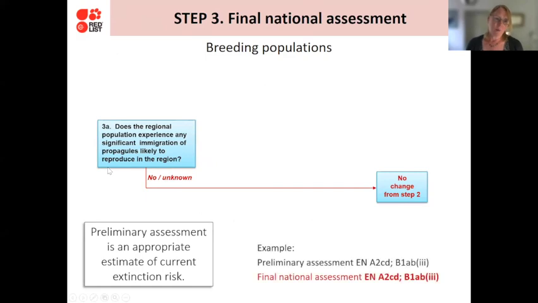If the answer to that question, after you've done all your research, you conclude, well, actually, no, there is no immigration at all, then there's no change from step 2. This would be a situation for endemic species because it only occurs within that one country. There are no extra regional or any other populations outside to affect that assessment. So for endemic species, just 3A, no change. And your preliminary assessment is exactly the same as your final assessment. So in this example, your preliminary assessment was endangered, your final assessment is endangered.